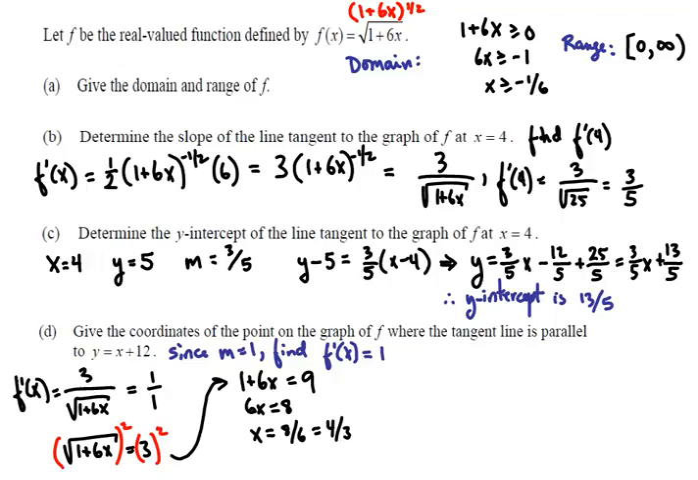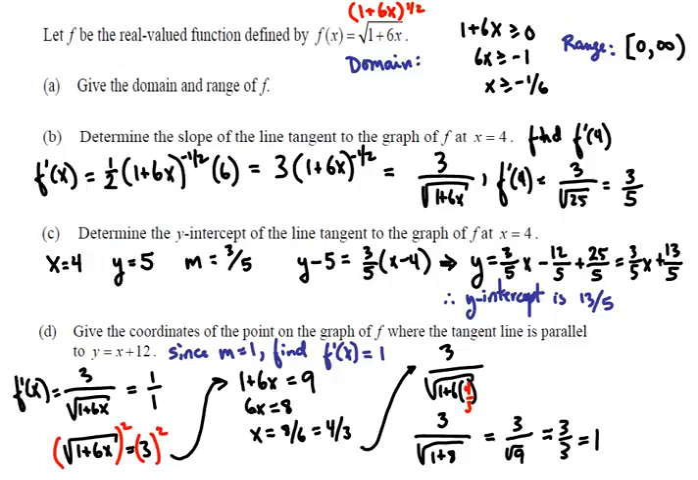Now we still need to plug that in to make sure that it's a valid solution. So we go back to the derivative, plug in 4/3, and we get 3 over the square root of 1 plus 8, which is the square root of 9, which is 3/3, which is 1. And so when x is equal to 4/3, the derivative will be 1. And so we just state our final answer: f prime of x is 1 when x is equal to 4/3. And that will solve this particular part of the problem.